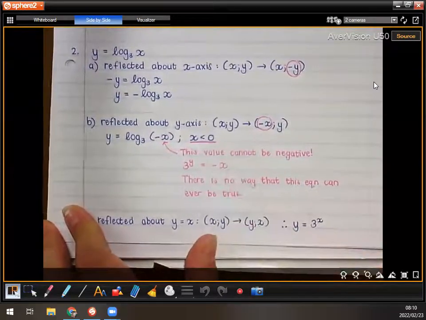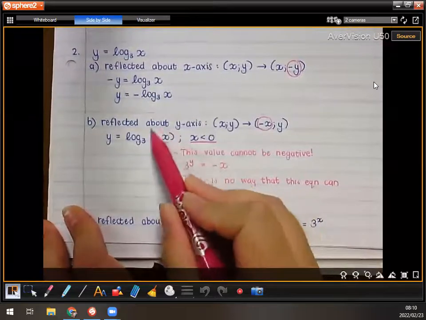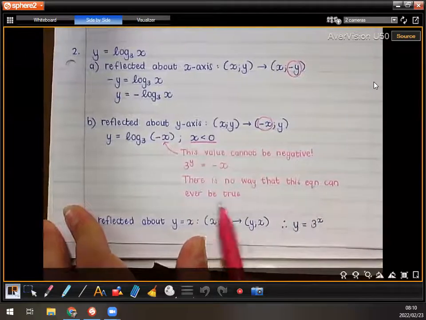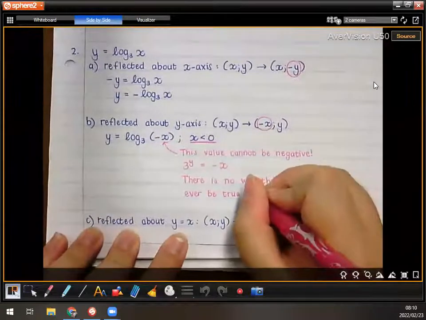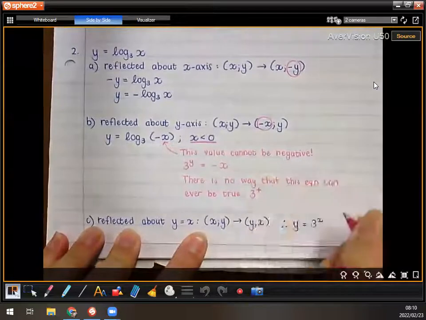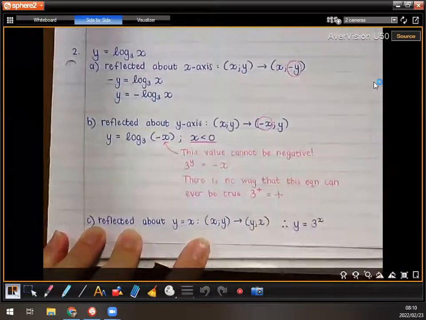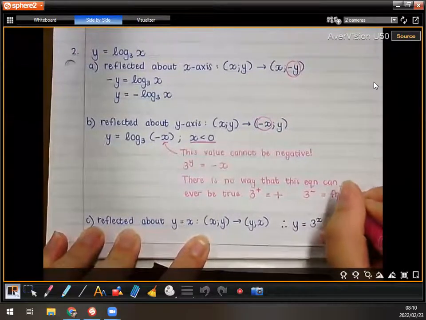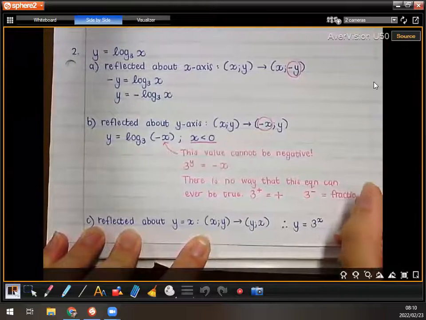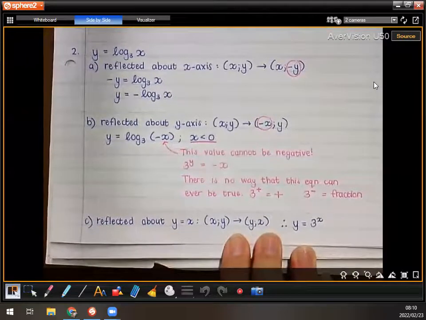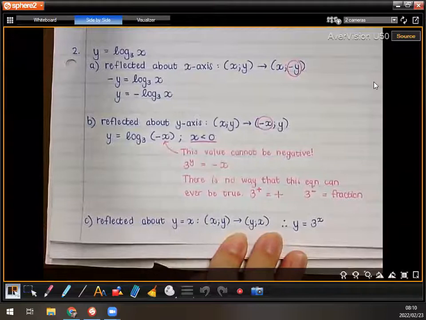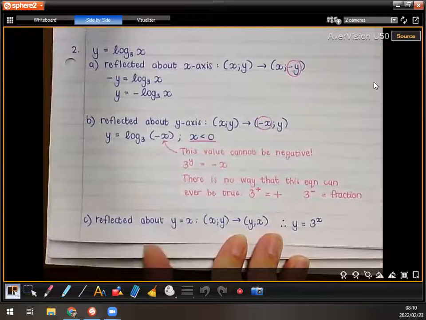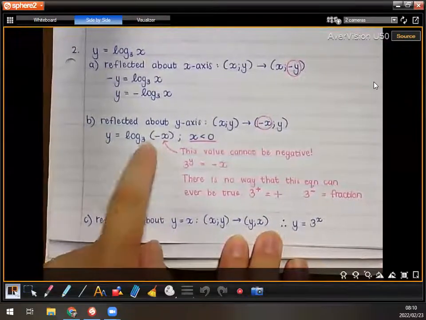That's why it comes up as a math error if this value is negative. So I wrote there, there is no way that this equation can ever be true. Maybe I should just say 3 to the power of a positive will give you a positive, and 3 to the power of a negative will give you a fraction. So you can't get an actual negative. That's just something you guys are going to have to remember, please, that this number can't be negative.